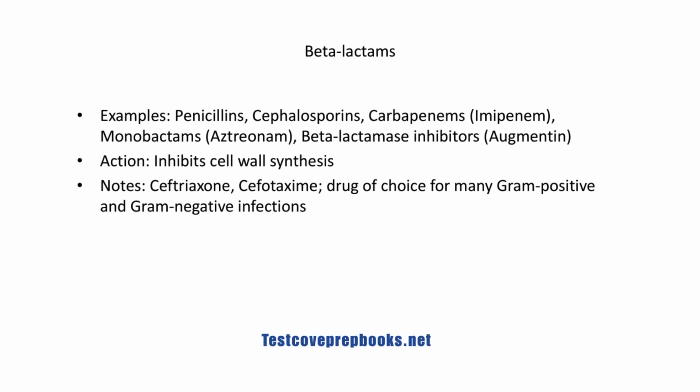Let's review the main classes of antibiotics, their actions, and key clinical notes. Beta-lactams include penicillins, cephalosporins, carbapenems, such as imipenem, monobactams, such as aztreonam, and beta-lactamase inhibitor combinations like Augmentin. They act by inhibiting cell wall synthesis. Drugs such as ceftriaxone and cefotaxime are widely used, making this class a cornerstone of therapy for both gram-positive and gram-negative infections.